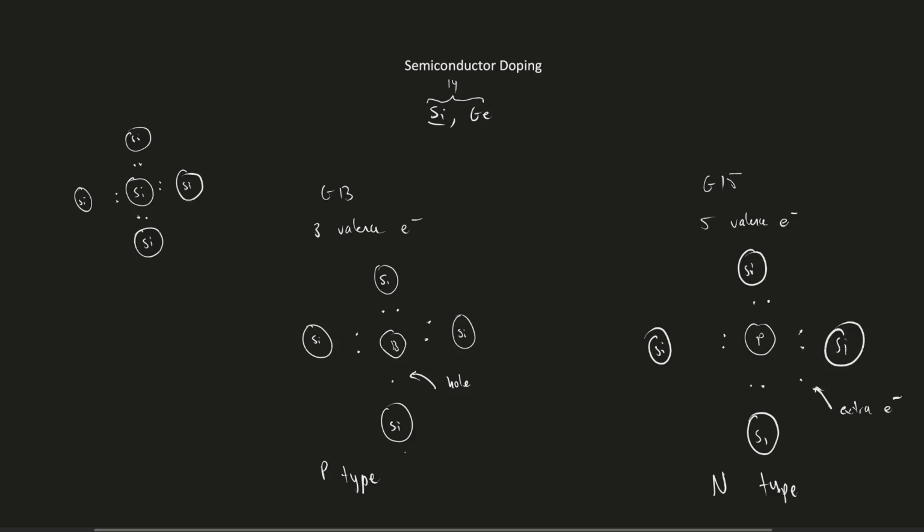And I'll just make a note, because we're introducing holes, in this case, for example, and electrons in this case, they become the most likely things to carry charge. They're called the primary charge carriers. And the same for these electrons. That extra electron in N-type is the primary charge carrier of that doped semiconductor.